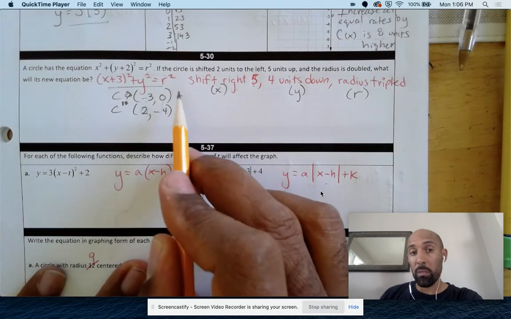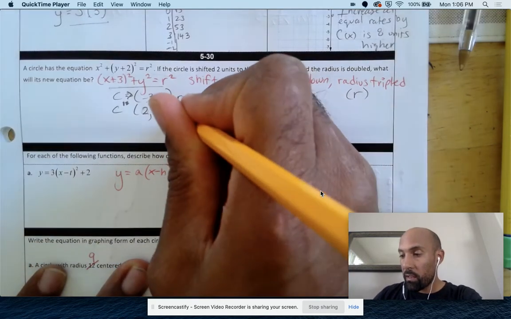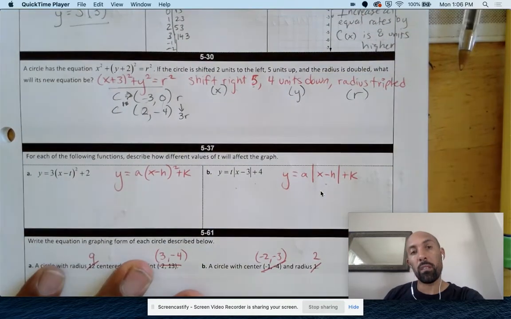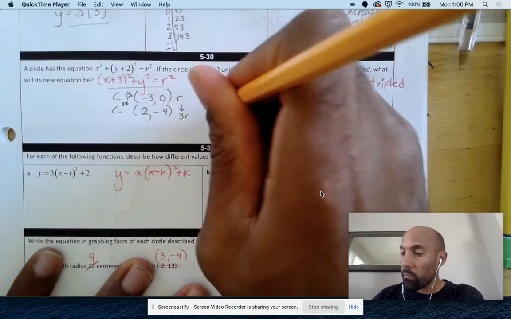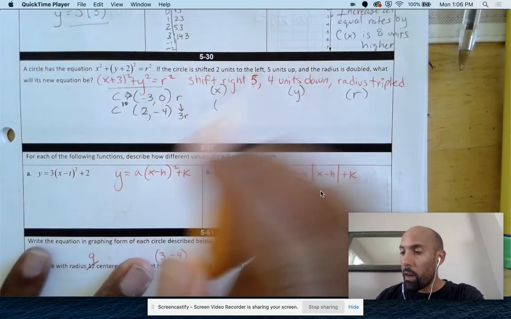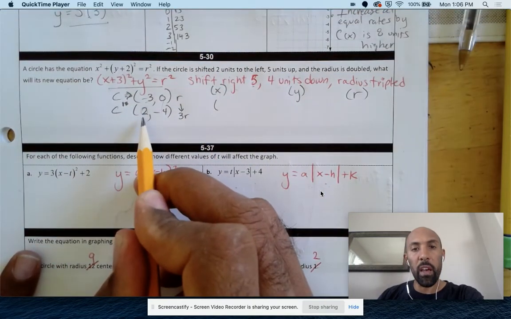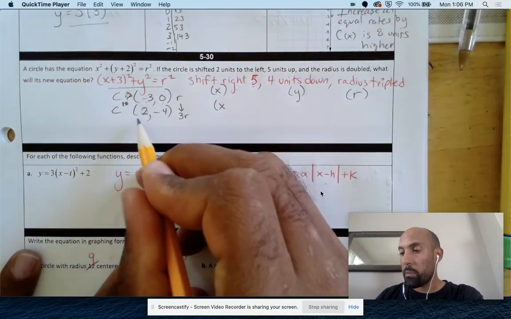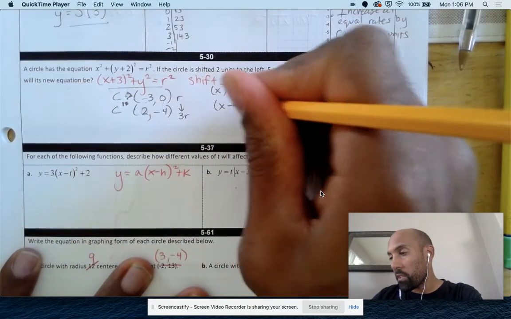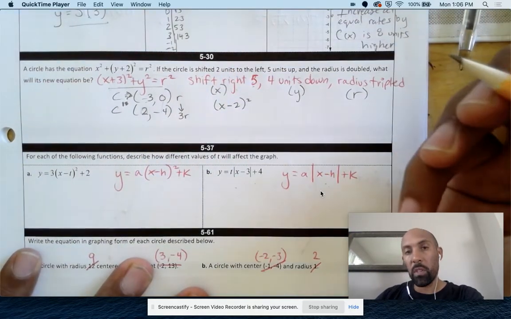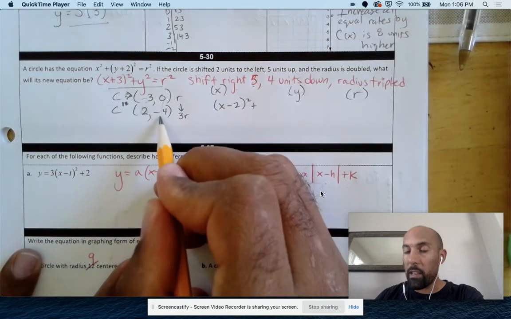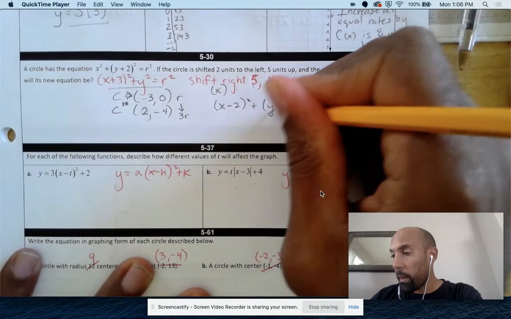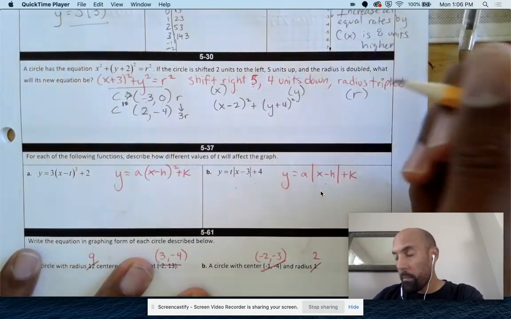So that means we're going to multiply r times 3. So now the radius is 3r. Okay, so we'll use that to construct our equation now. For the x value, it's positive 2, so when I write the equation, I put negative 2, because you switch them. And here it's negative 4, so we're going to put y plus 4.